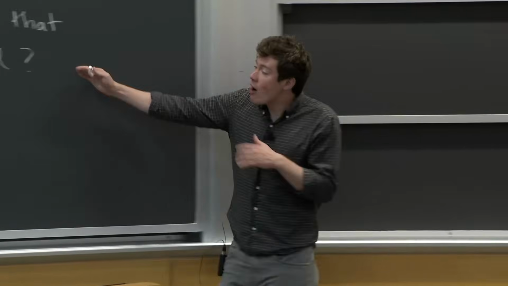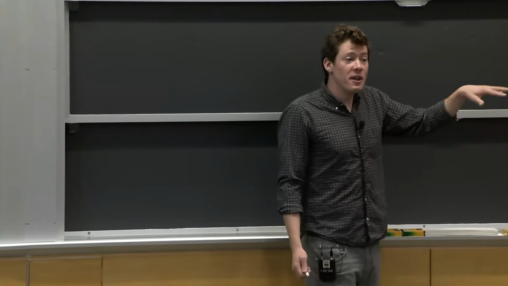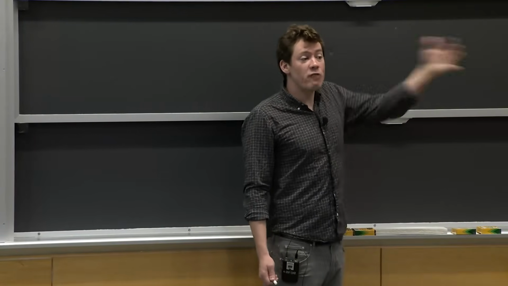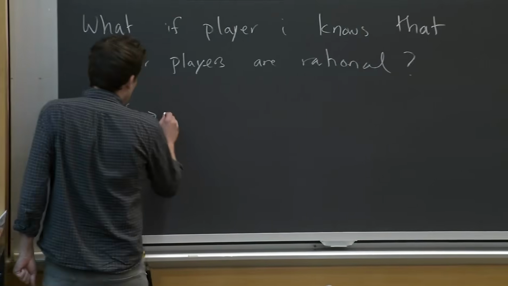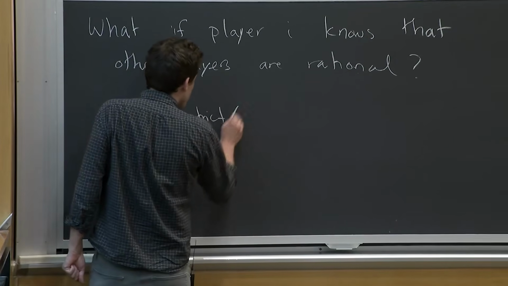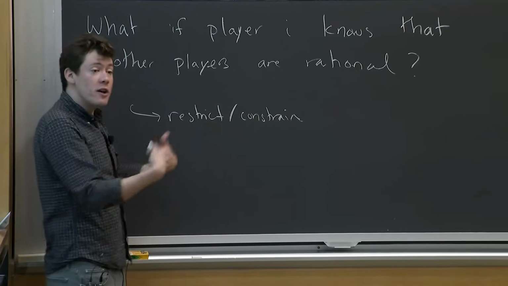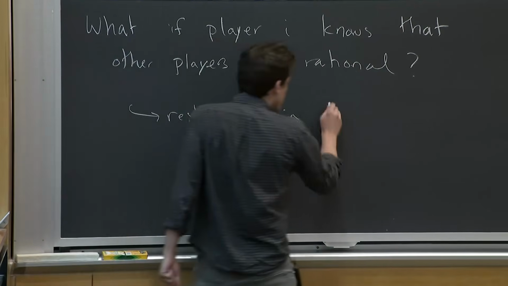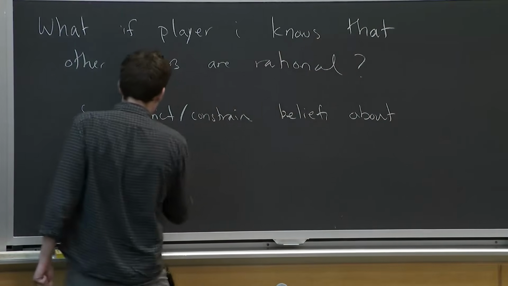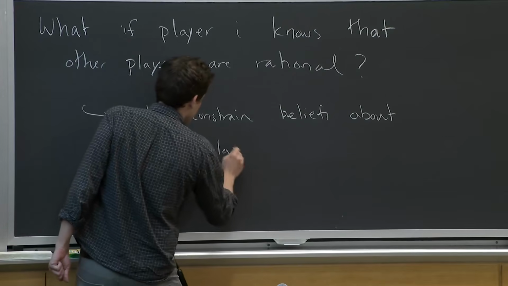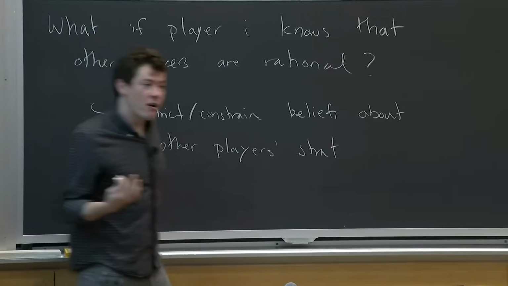But now, if player I knows that the other players are rational, they shouldn't form a belief that assigns positive probability to a really weird, bad strategy that a rational player wouldn't play. So the idea here is that this is going to restrict or constrain the beliefs that player I should or reasonably would form about others. Constrain beliefs about other strategies. And do we stop there? Are we done? Or can we keep going?